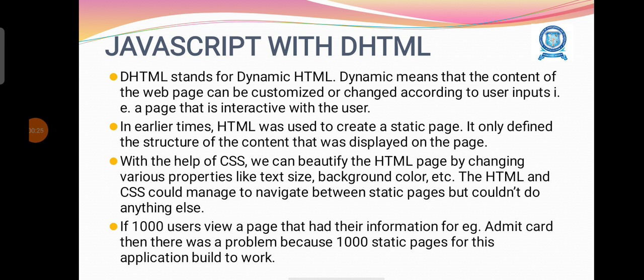HTML was used to create a static page. It only defined the structure of the content that was displayed on the page. With the help of CSS, we can beautify the HTML page by changing various properties like text size, background color, etc. The HTML and the CSS could manage to navigate between the static pages but could not do anything else.